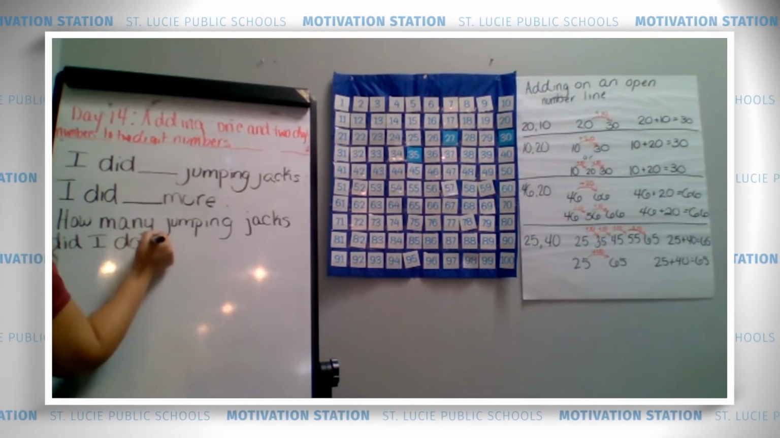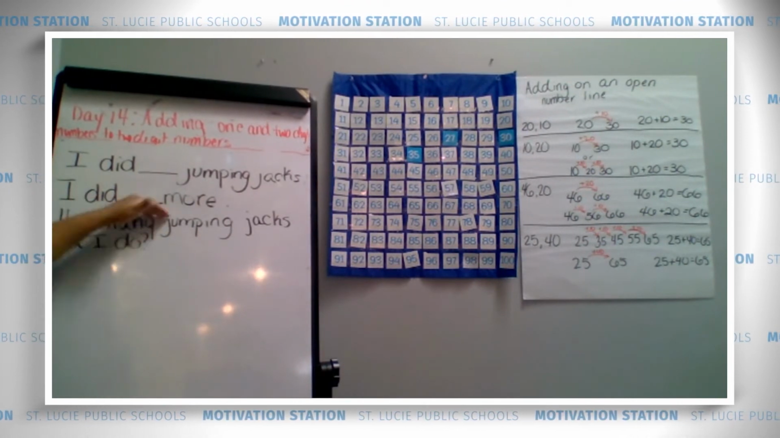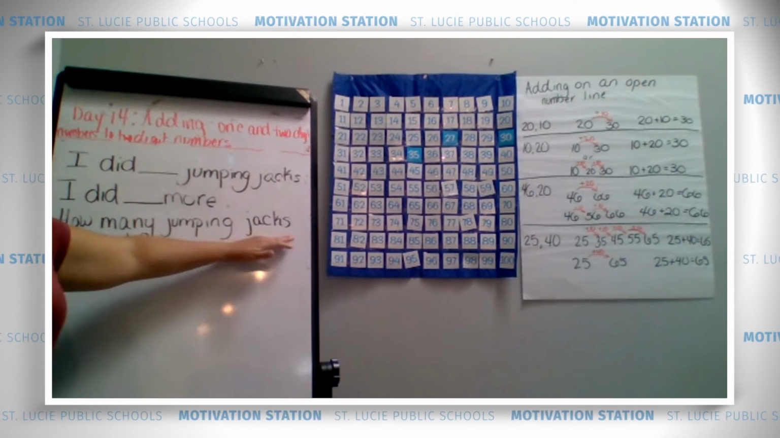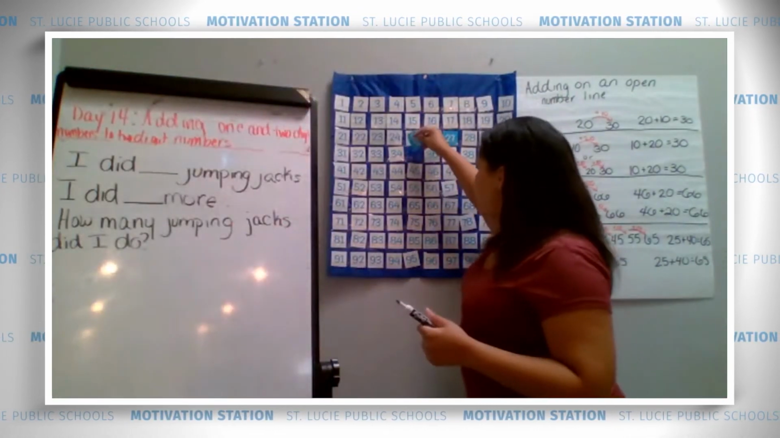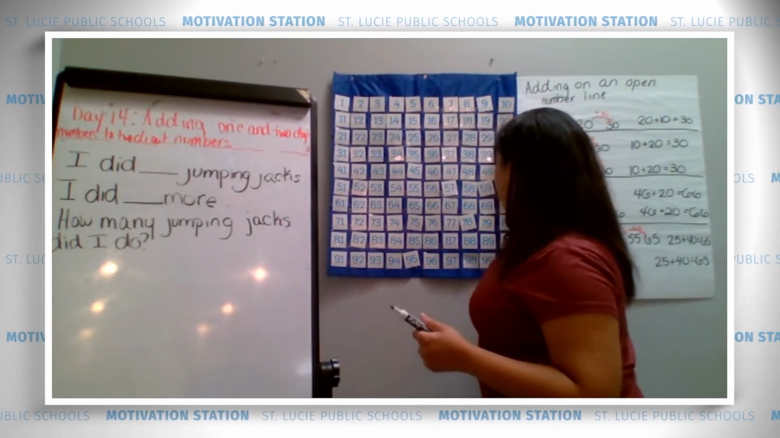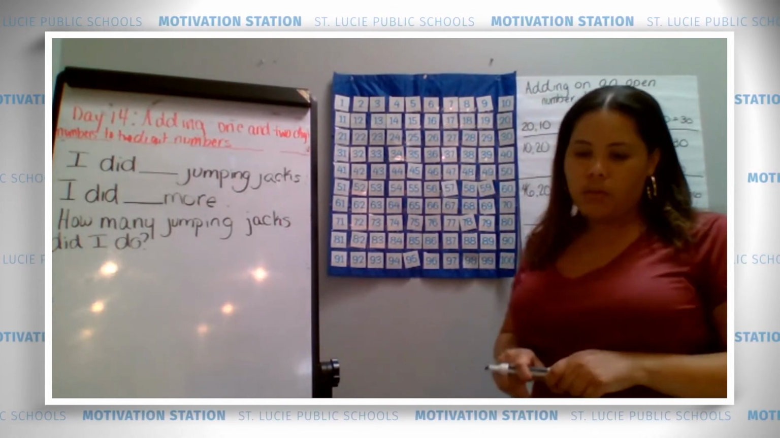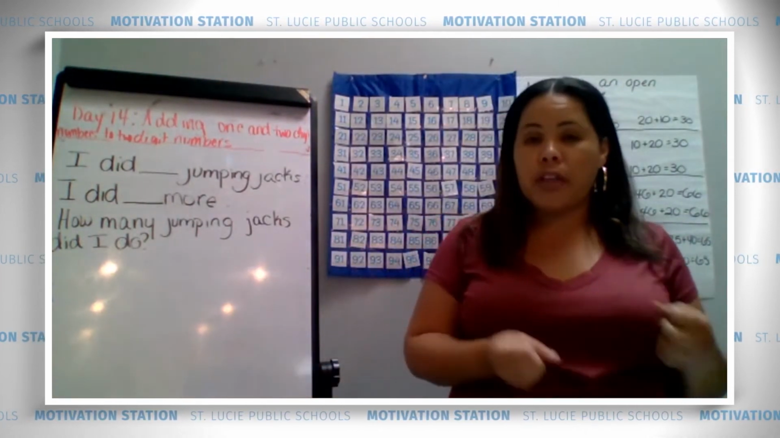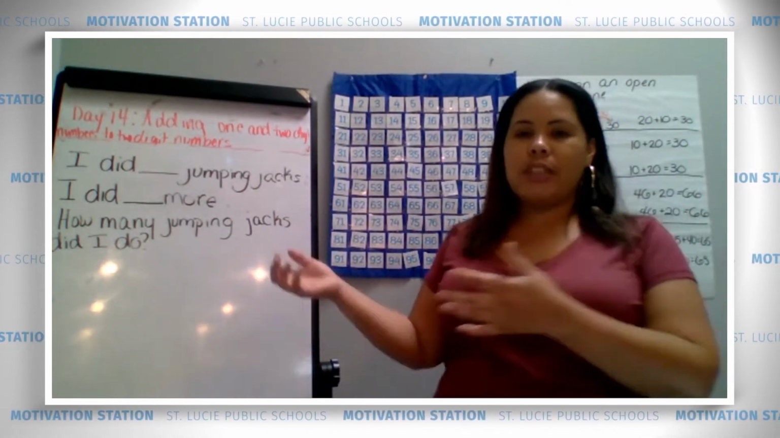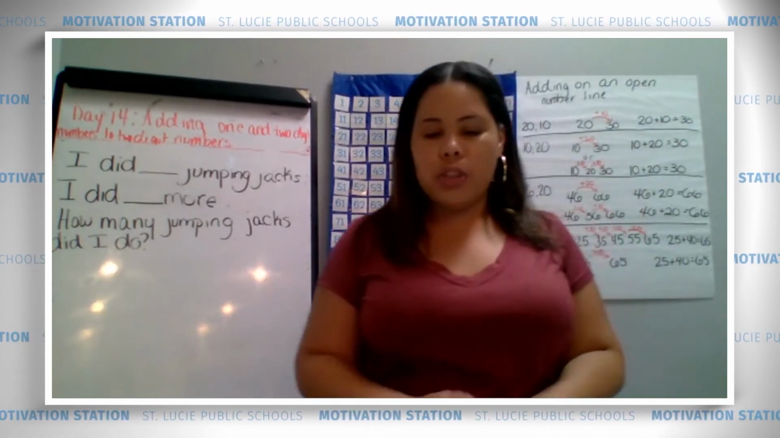Okay, I did blank jumping jacks. I did blank more. How many jumping jacks did I do? We are working on 2-digit to 2-digit numbers. We're going to get our pocket chart ready. Okay. So as we learn how to add, we're going to have to add both our 10s and our 1s now. Before, we were just really adding 1s to our 2-digit numbers.